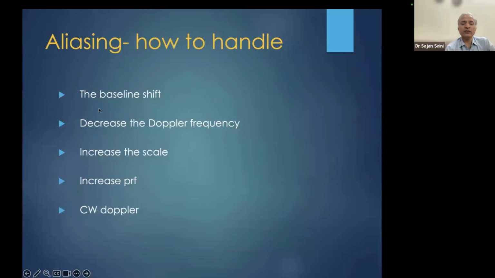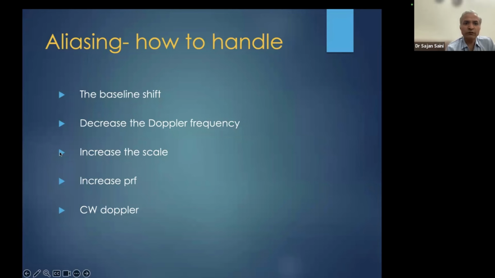But that is not the right way to do it, because although cosmetically we can see the full envelope, that is not the true Doppler shift, because the signal is getting lost. We are able to see it because that is what the machine is calculating, but actually there is a loss of signal. So the best way is to increase the pulse repetition frequency. But pulse repetition frequency is constant for a particular probe.